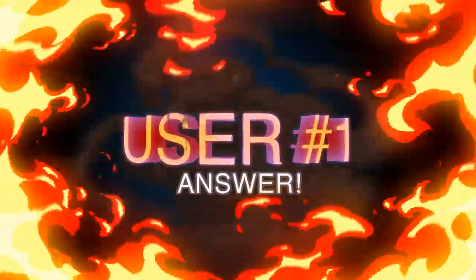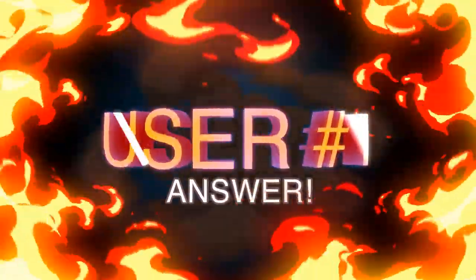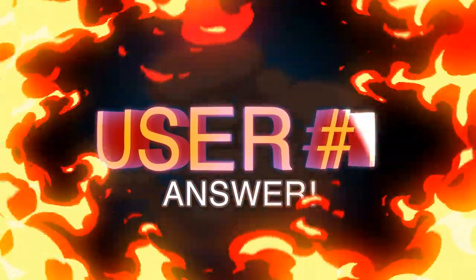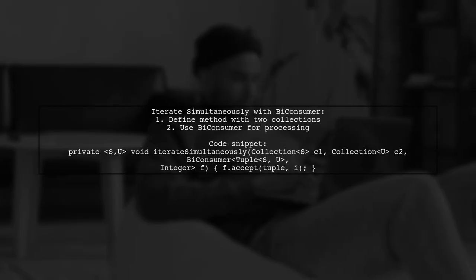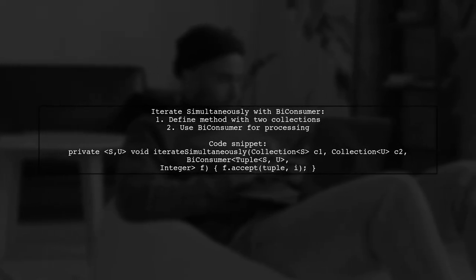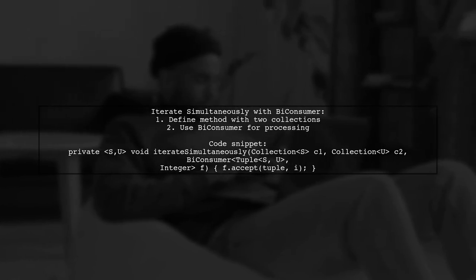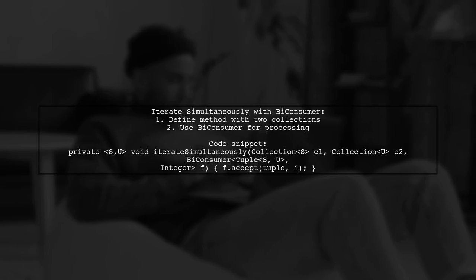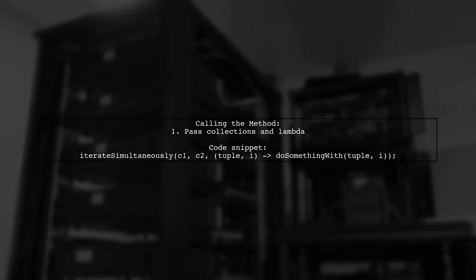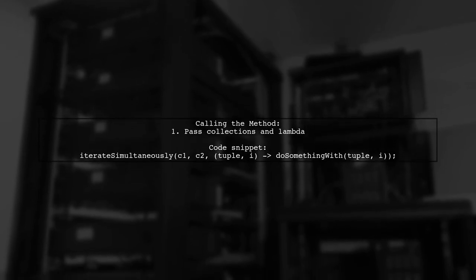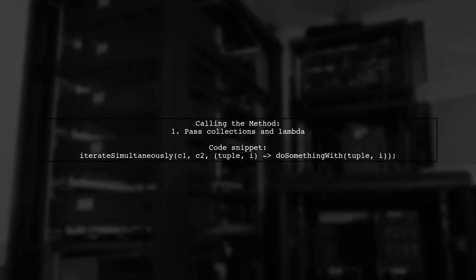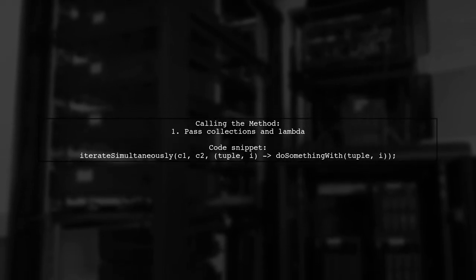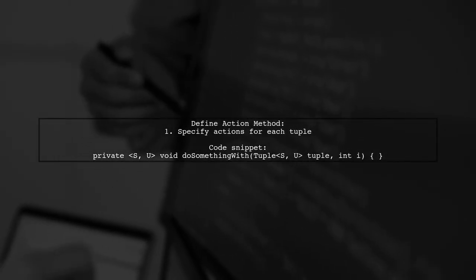Let's now look at a user-suggested answer. To iterate over two collections simultaneously, you can use a BiConsumer. First, define a method that accepts two collections and a BiConsumer function. You can call this method by passing your collections and a lambda expression that defines what to do with each pair of elements. Finally, define the doSomethingWith method to specify the actions to perform on each tuple of elements.